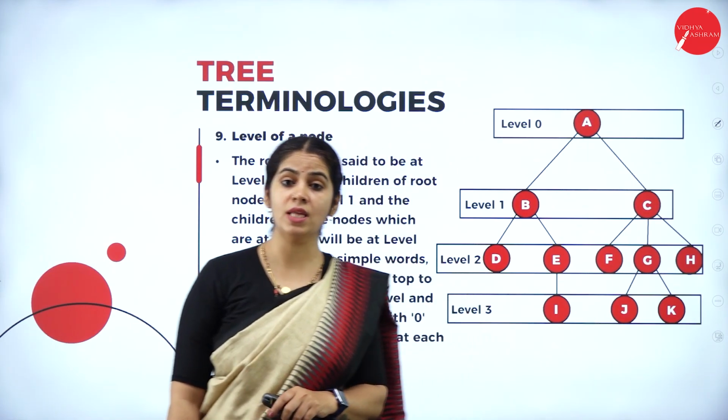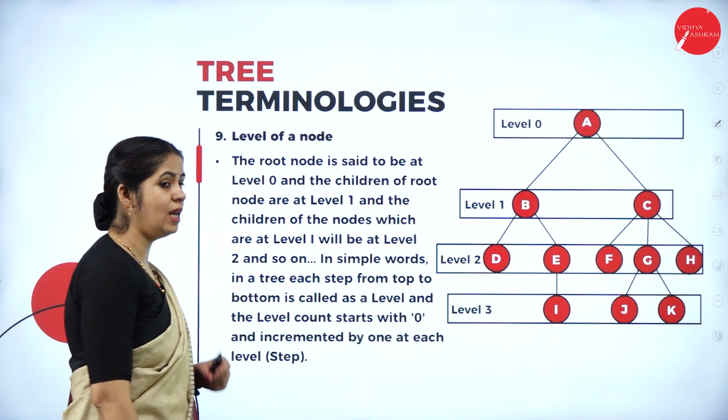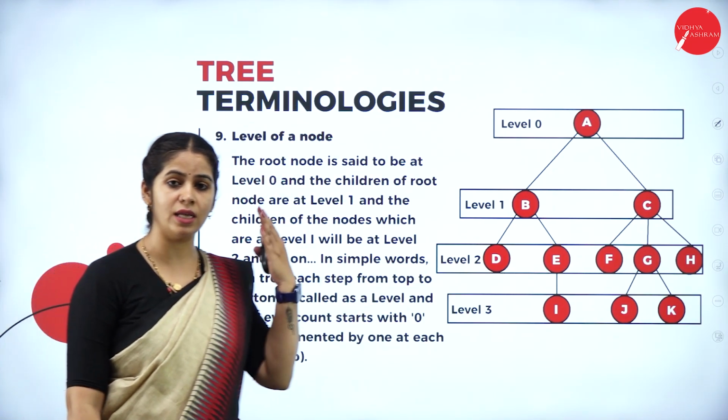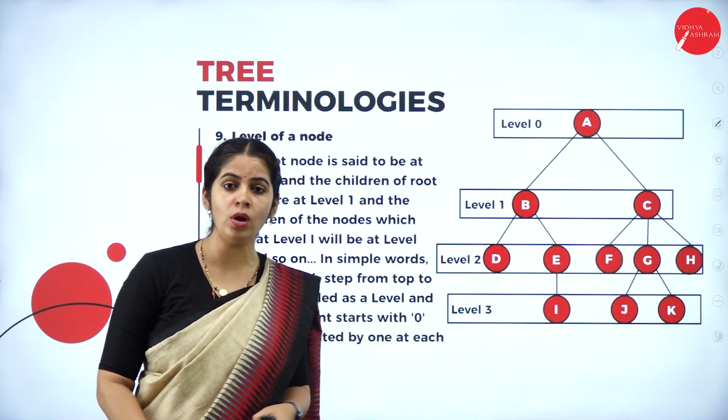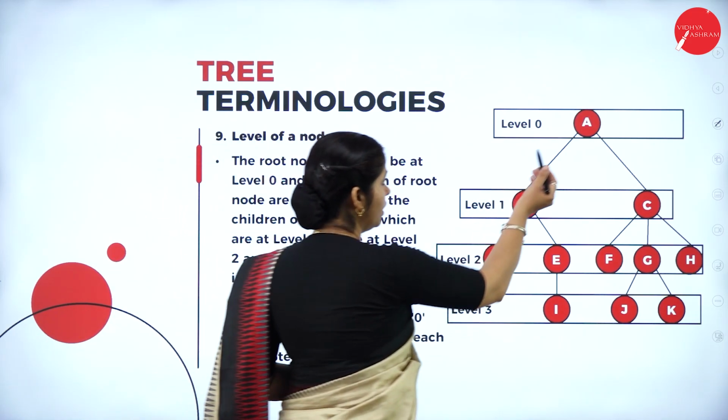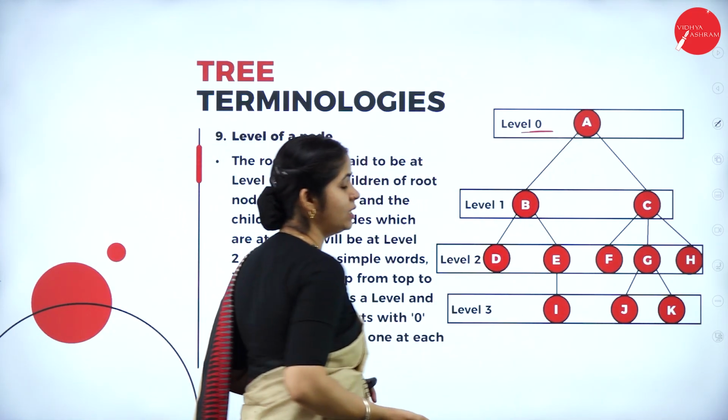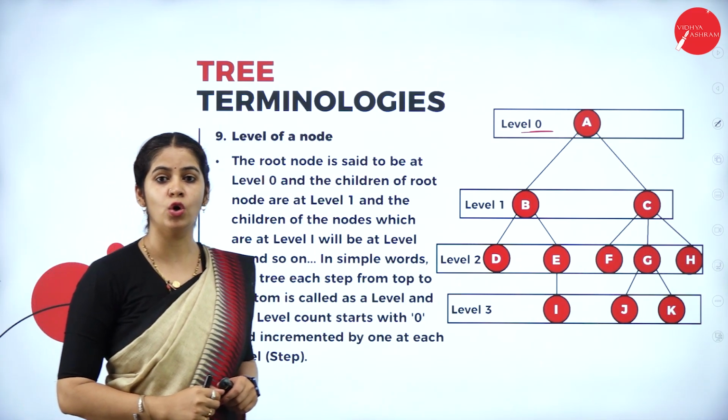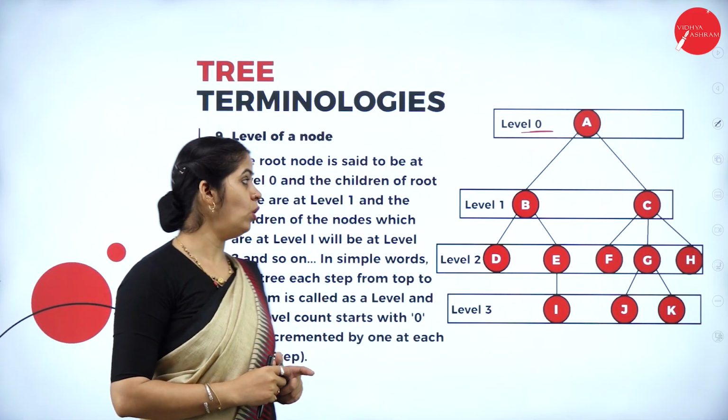Then what we have is level of the tree. What is the level of the tree? As the tree starts with the root node, we have to start the level from the root. That is called level 0. We indicate the root level as level 0.